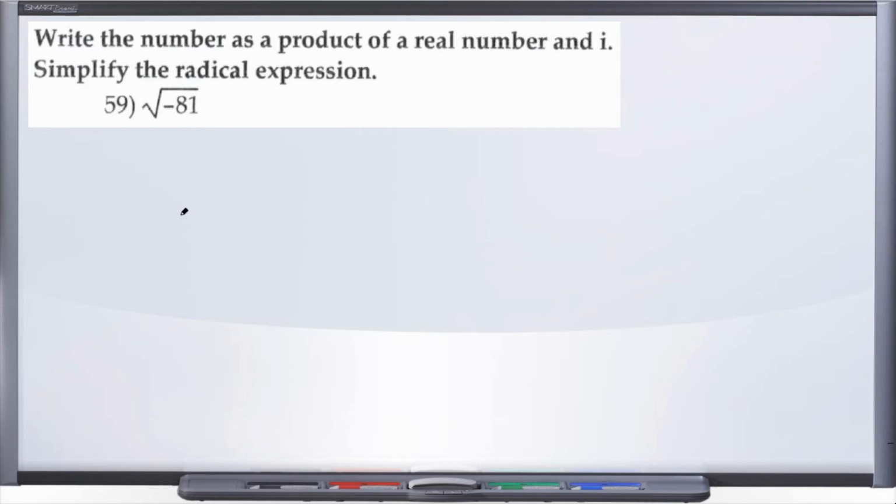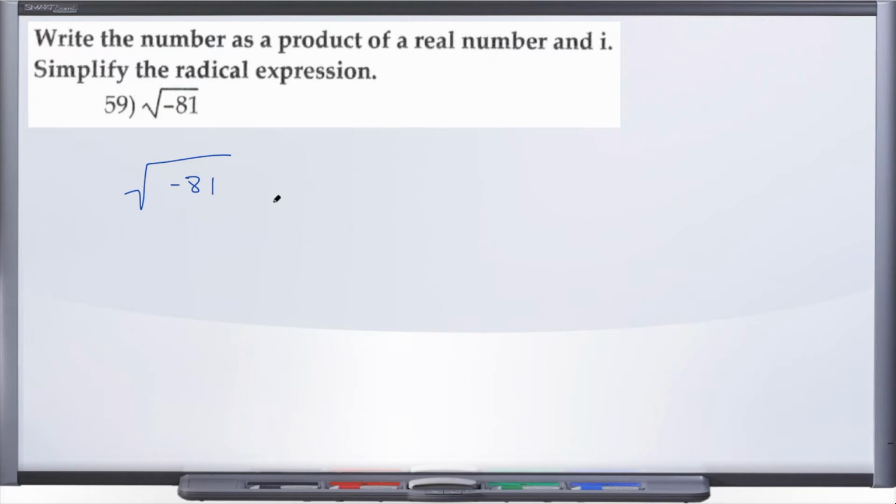All right, so here we are in number 59, and now finally we're going to start dealing with negatives under the radical when it comes to having an even index. And here the directions are: write the number as a product of a real number and i. Simplify the radical expression. So we've been given negative 81.